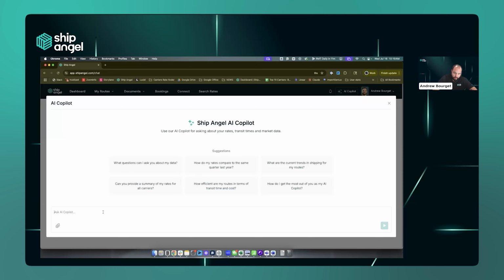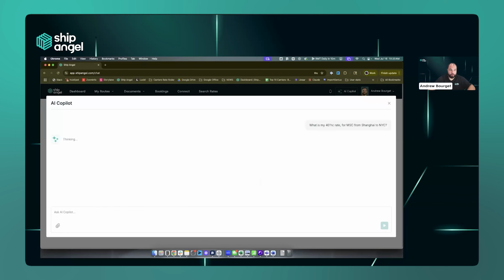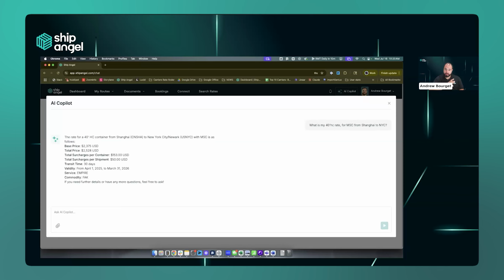And so we can ask simple questions like, what is my 40 high cube rate for MSC from Shanghai to, we'll say, New York City. And I also need to spell it correctly. It's one thing AI can't help you with is spelling, but it is pretty good when you don't spell correctly. This is going to be useful because it helps you get these answers in mere seconds.